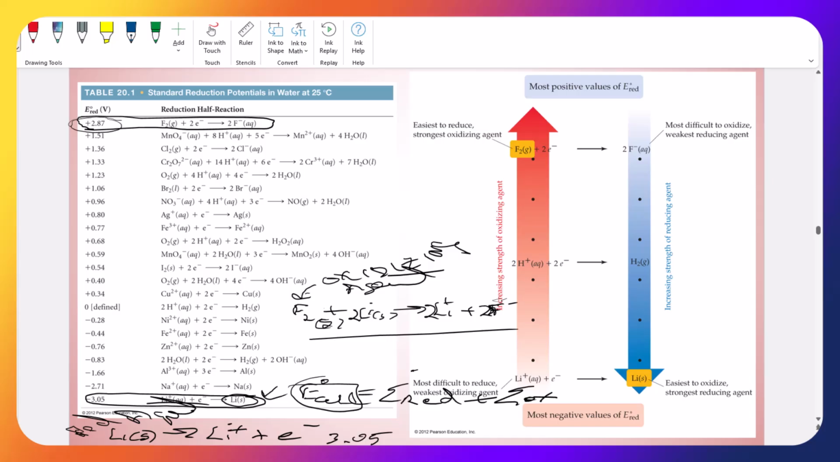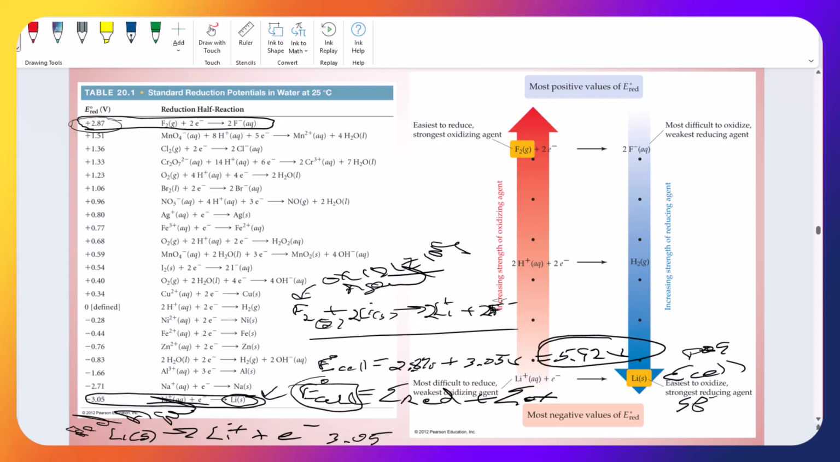So if I add those two together to get the standard E of the cell, and you know it's standard because of that little 0 up there, that's going to be the E of reduction for fluorine, which is a positive 2.87 volts plus a positive 3.05 volts, which gives you a positive 5.92 volts. Now, that is a very positive standard cell potential, and in order to have a spontaneous process, a galvanic cell, a voltaic cell, you have to have a positive cell potential. So positive cell potential, E of the cell, means that this reaction is spontaneous.